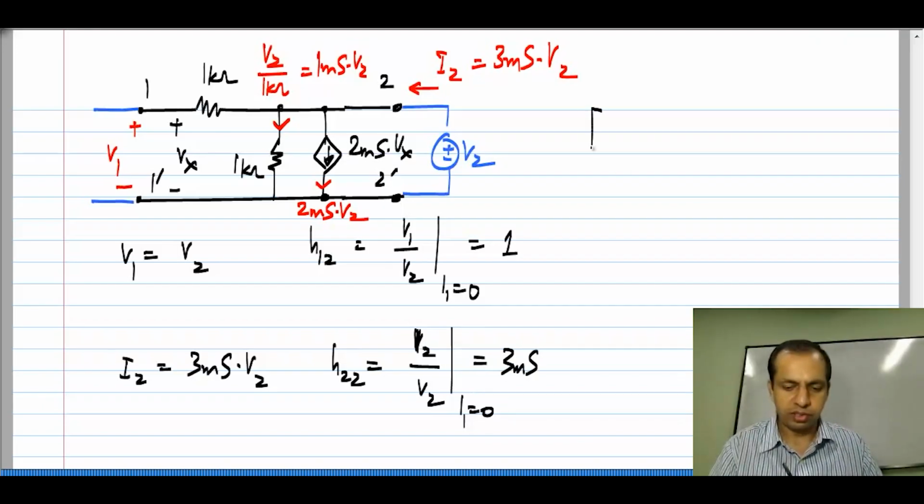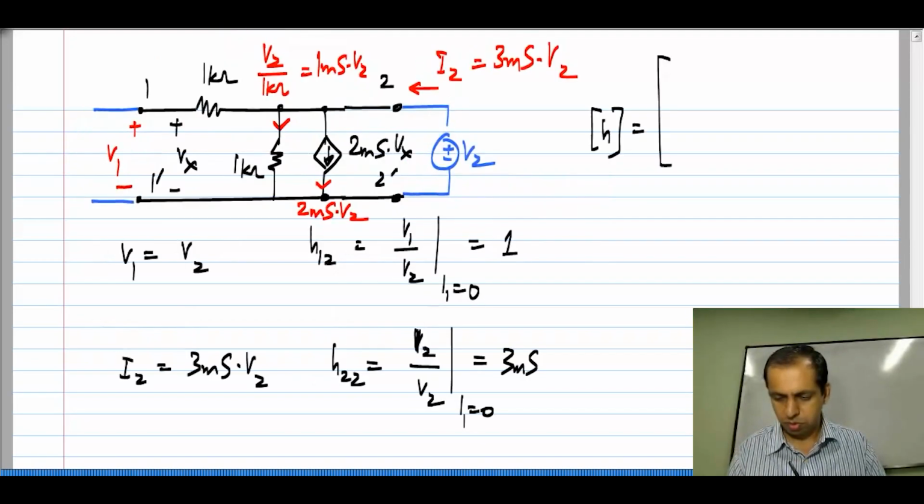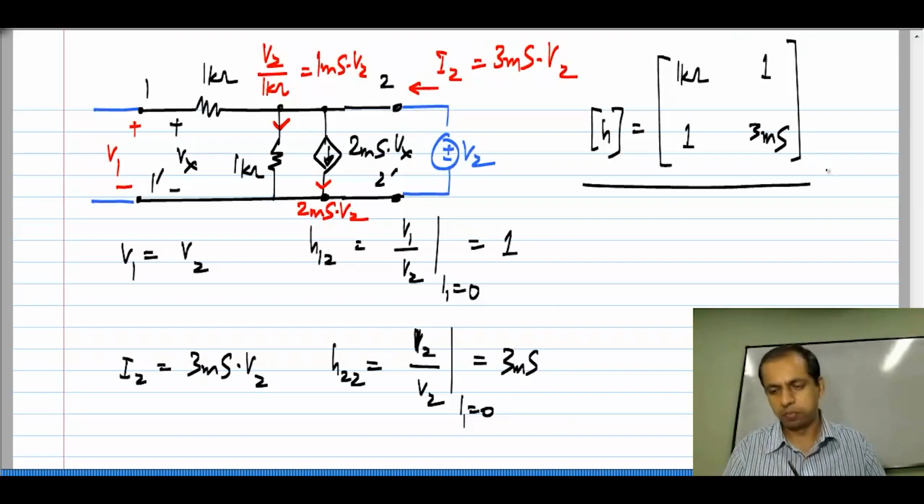And the H parameter matrix of this is H11, which is 1 kilo ohm, H12, which is 1, H21, which is also 1, and H22, which is 3 millisiemens. Okay. So, that is the H parameter matrix. So, again you should be able to calculate this easily. Calculating of the 2 port parameters is simply regular circuit analysis.